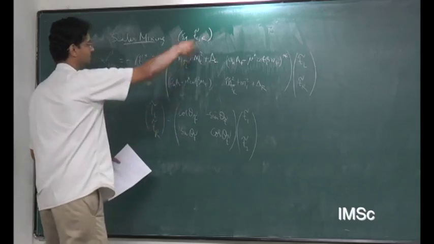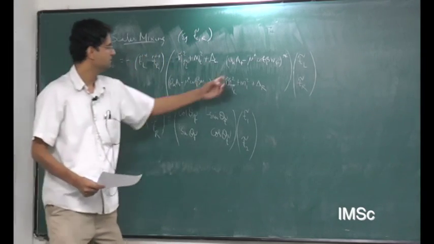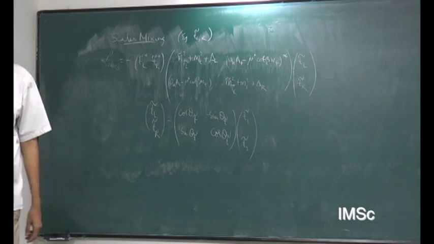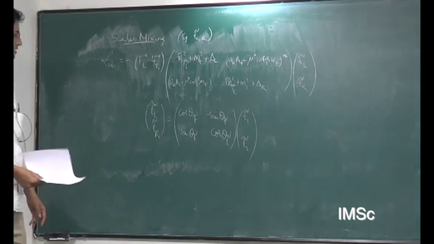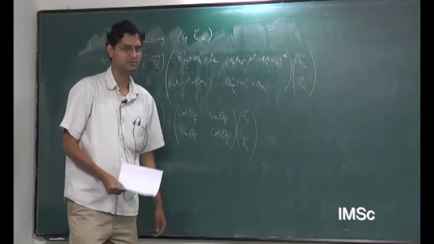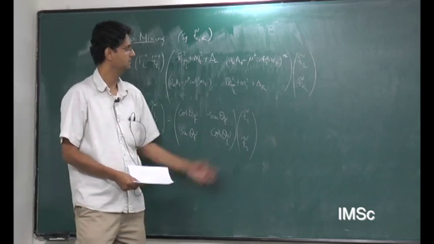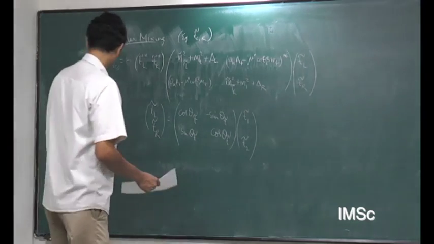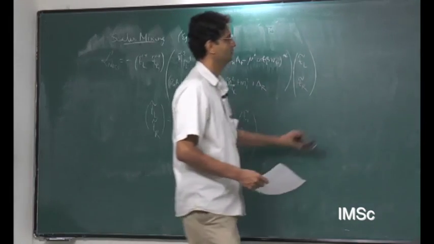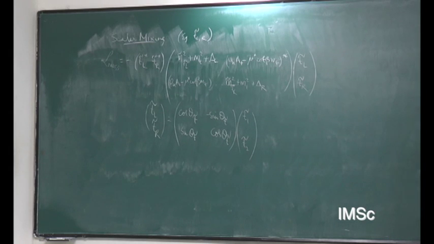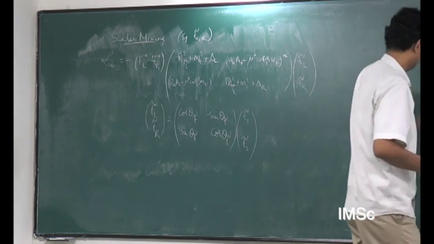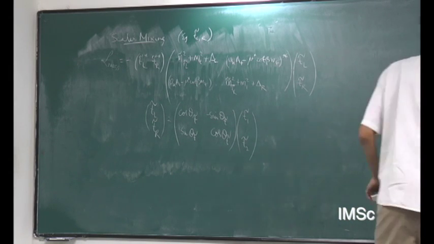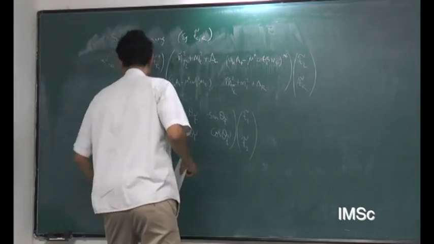So this is scalar mixing, so all the scalars mix this way, and because these things are the largest for the top, the stop mixing is usually the most relevant. The other things you can ignore. Bottom, or the scalar bottom mixing, may also be big depending on tangent beta. So if tangent beta is reasonably large, then that is also important. So before you work out the phenomenology, one has to do all of this. Make sure you go to the mass basis and then work out the phenomenology.